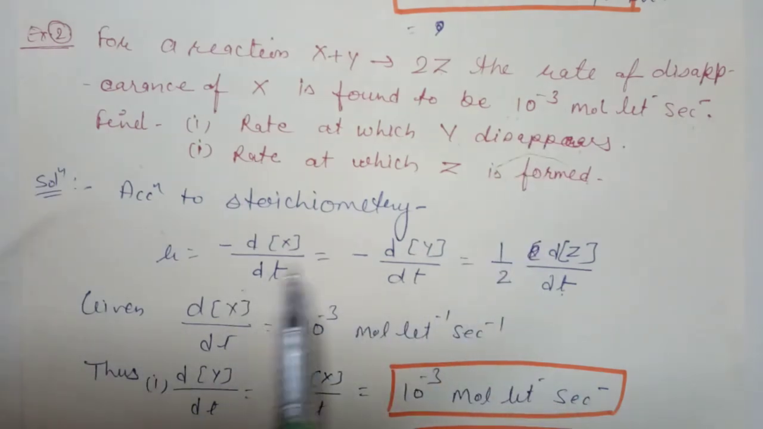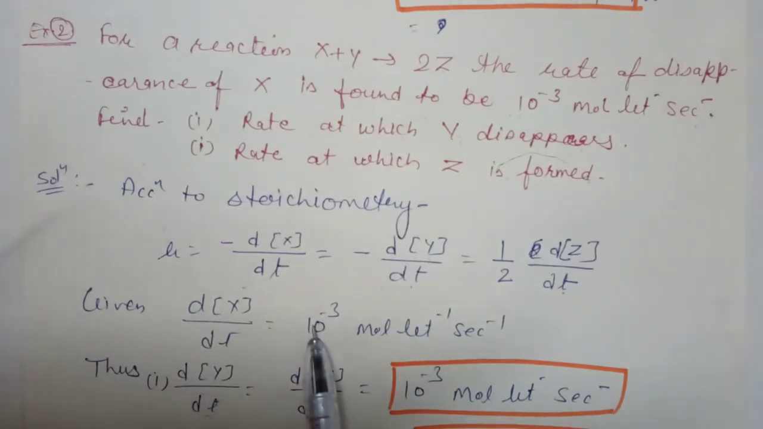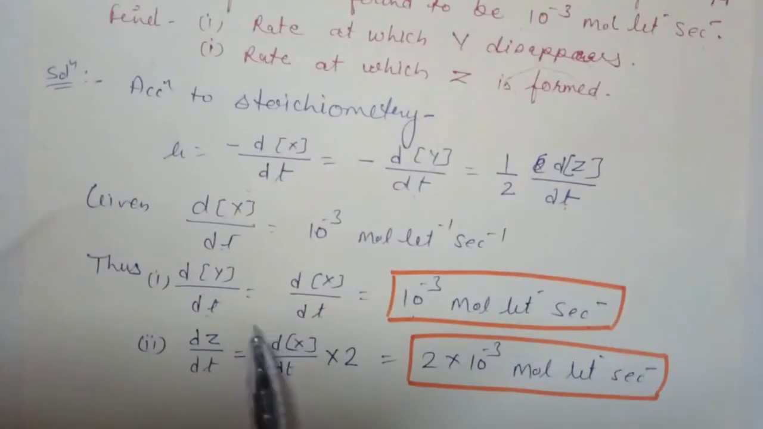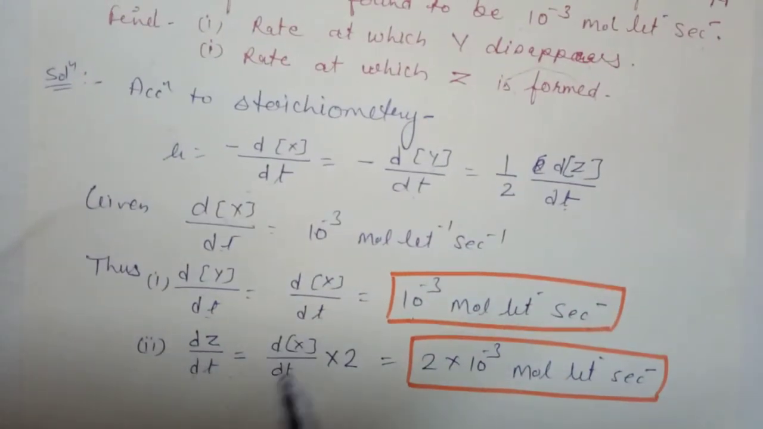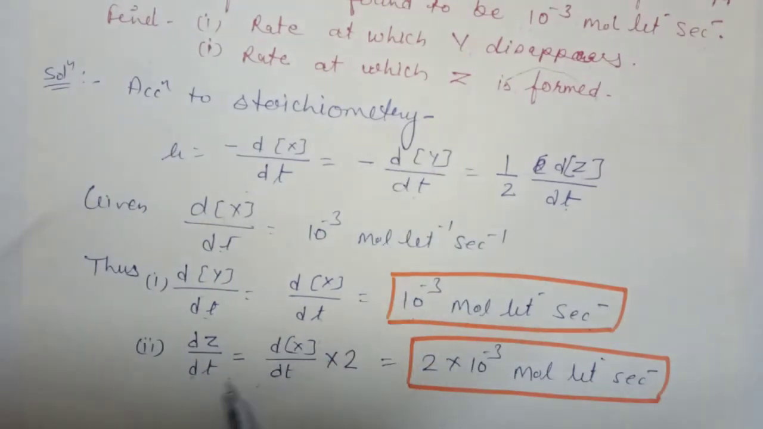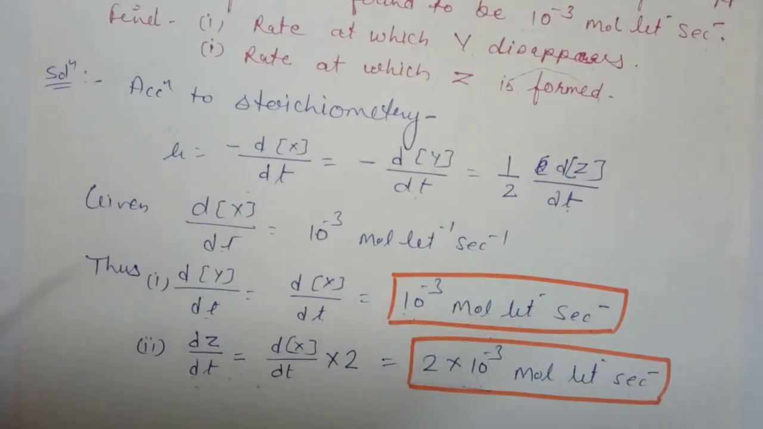According to stoichiometry, dx/dt is equal to dy/dt. So dy/dt is the same as dx/dt, which is 10 to the power minus 3 moles per liter per second. Now we have to calculate dz/dt. According to stoichiometry, dz/dt is equal to dx/dt into 2, because there is a 2 multiplied here. So 2 into 10 to the power minus 3 moles per liter per second. It is the rate at which Z is formed, and the earlier value is the rate at which Y disappears. Okay, clear? Any problem? Very good.